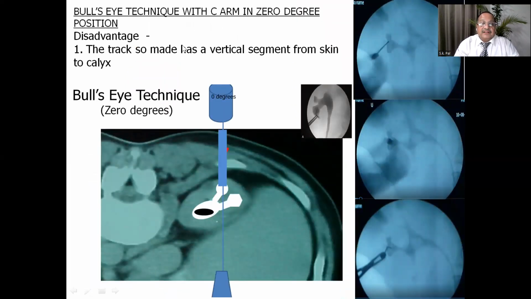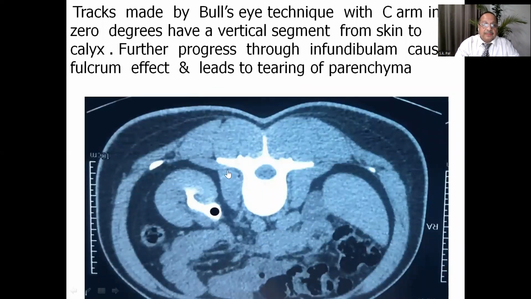In the bullseye technique, the track which we make, if this C-arm is at 0 degree, one particular segment of your track from skin up to the calyx is vertical, at 90 degree. Now you have to go a little more deep to reach the renal pelvic stone. So you will have to turn your Amplatz sheath and the nephroscope in line with this infundibulum to reach it. And when you turn like this, you will create some fulcrum effect and injury at the renal parenchyma level.